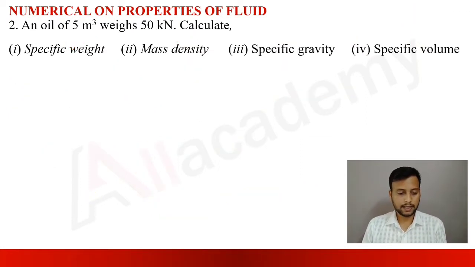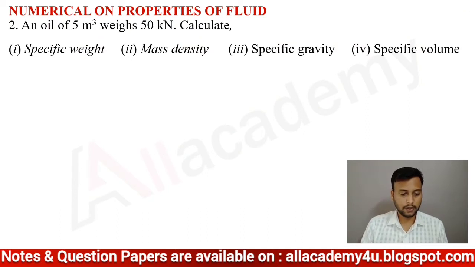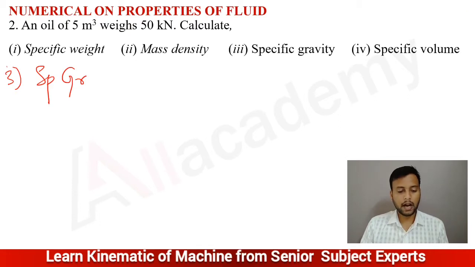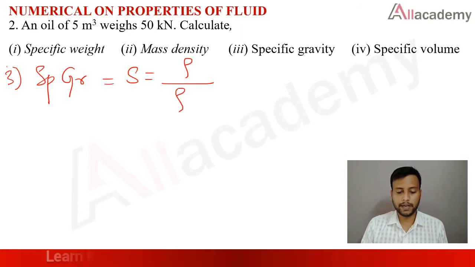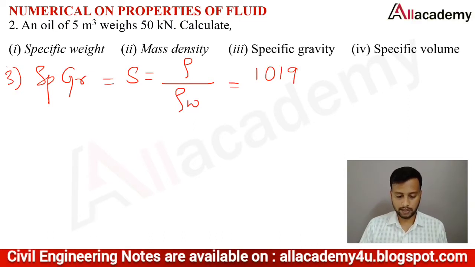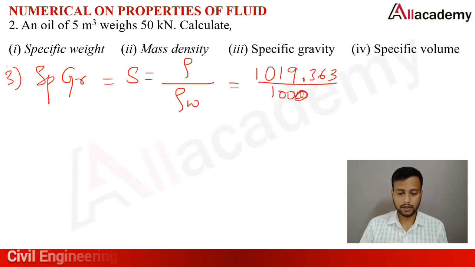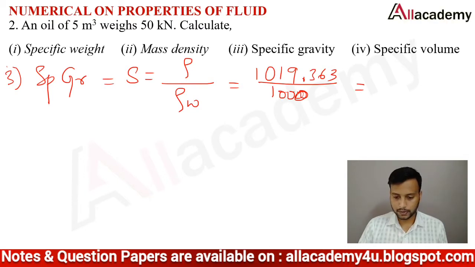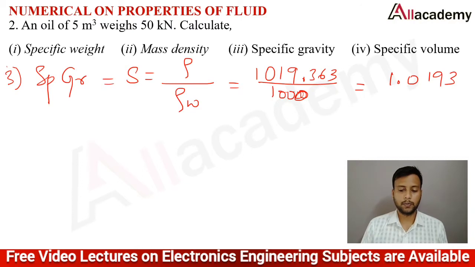And the third one we need to identify is the specific gravity. How to identify specific gravity? It is denoted by S. It is the density of a fluid divided by the density of a standard fluid. Here the standard fluid is water. The density is already calculated, so 1019.363 divided by 1000. You will get 1.0193. So 1.0193 is your specific gravity.